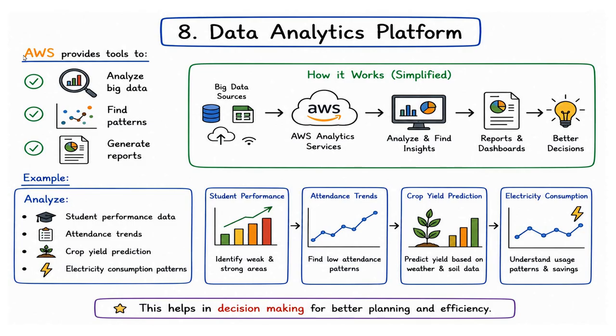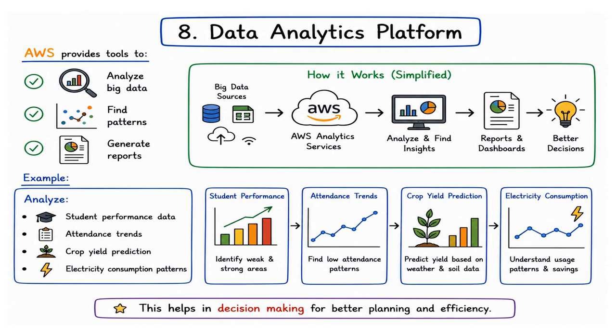The third one is generating reports, where after analyzing the data, AWS can automatically generate graphs, charts, dashboards and summary reports, and these reports help administrators understand information easily. Large raw data is very difficult to understand, so reports simplify information using visual statistics and summaries. AWS provides tools like Amazon QuickSight, which creates interactive dashboards, visual reports and real-time charts.